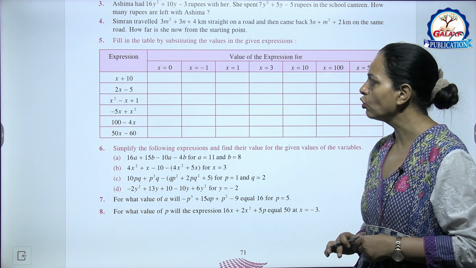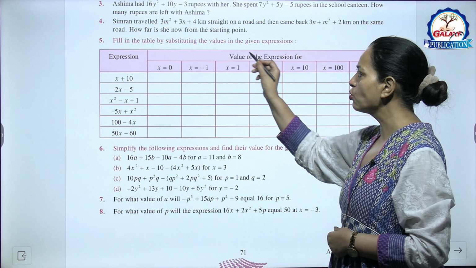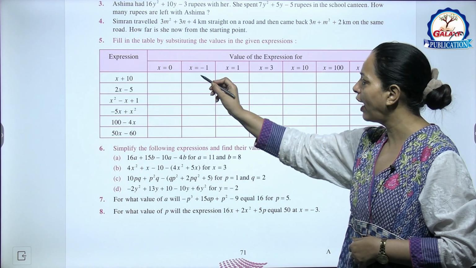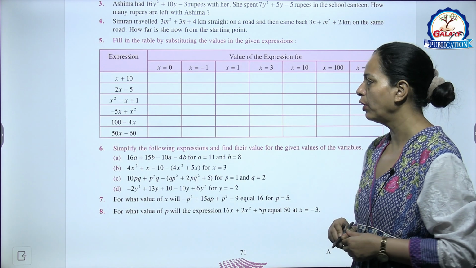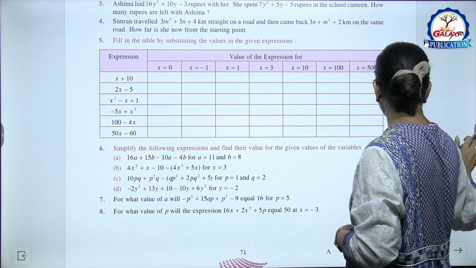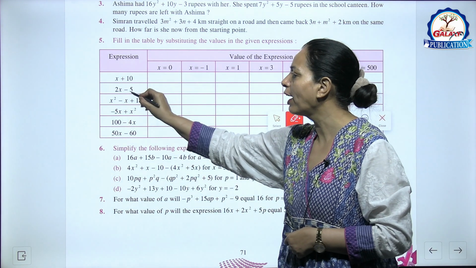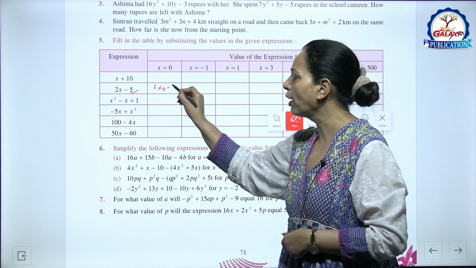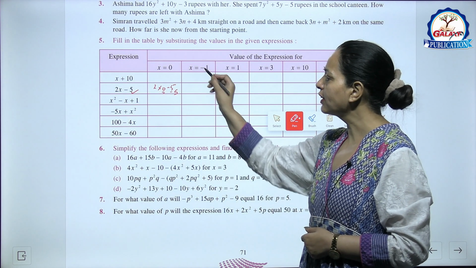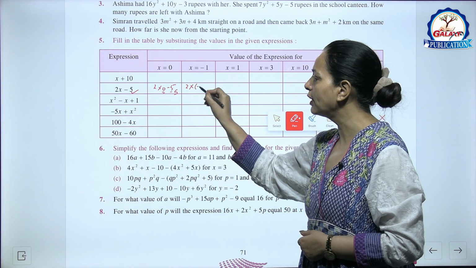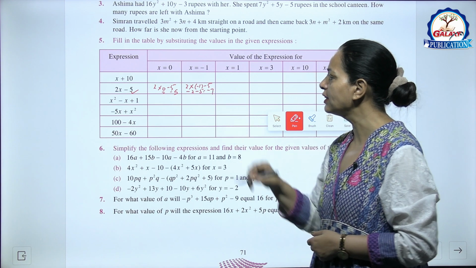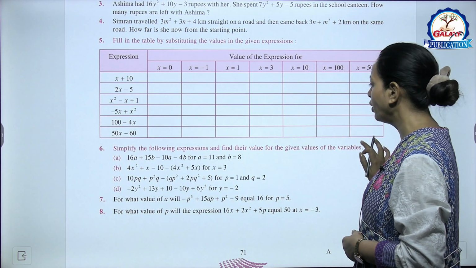Now here, like the fifth question, filling the table by substituting the values in the given expression. Now here different expressions given and different value of the variable. So here like 2x minus 5. So if x is 0, what is the value of 2x minus 5? So 2 into 0 minus 5 means minus 5 only. Now if x is minus 1, 2 into minus 1 minus 5 means minus 2 minus 5 means minus 7. So similarly you can try remaining parts.